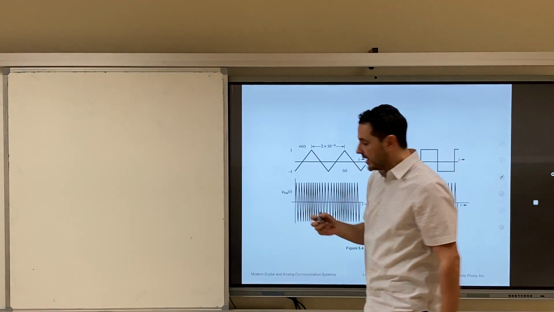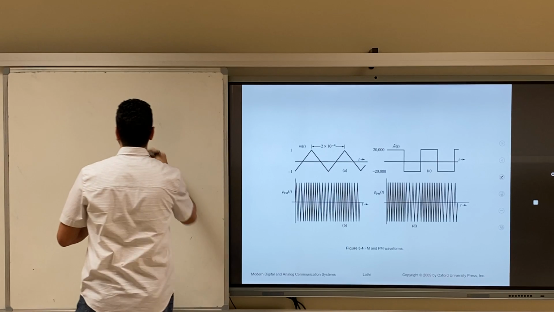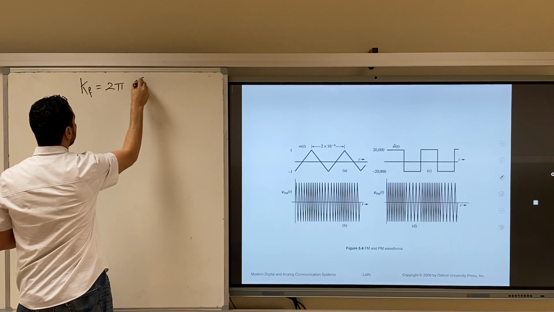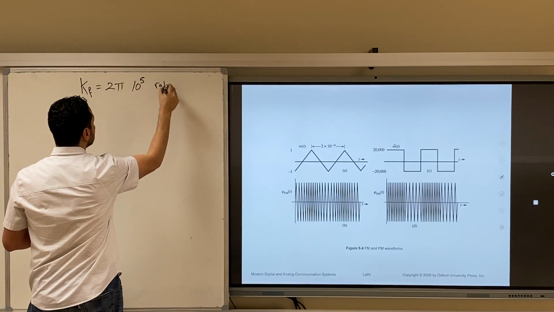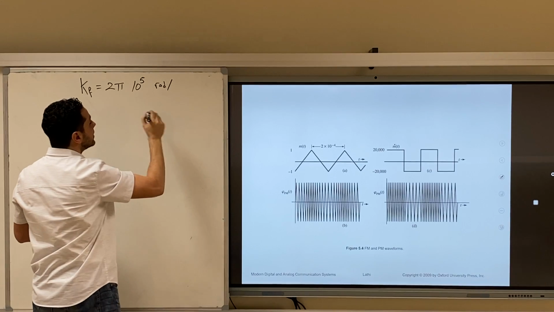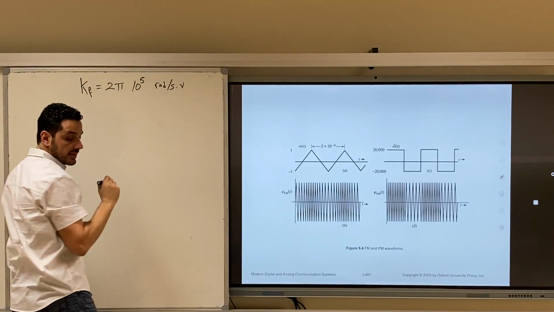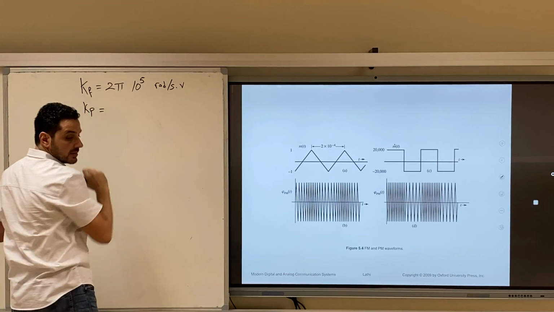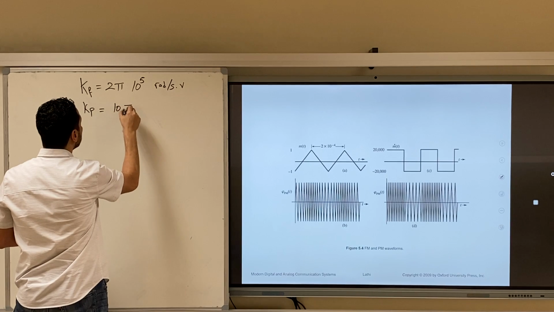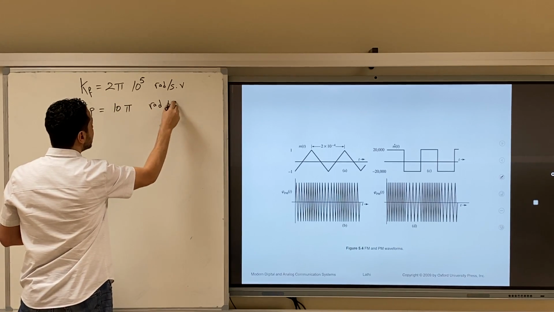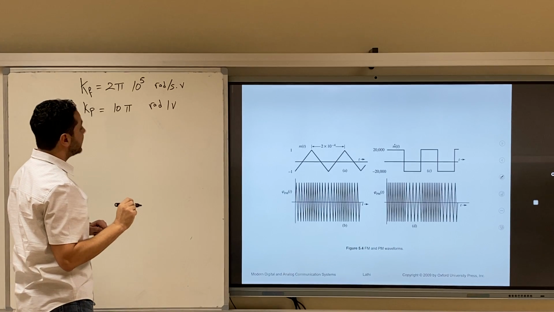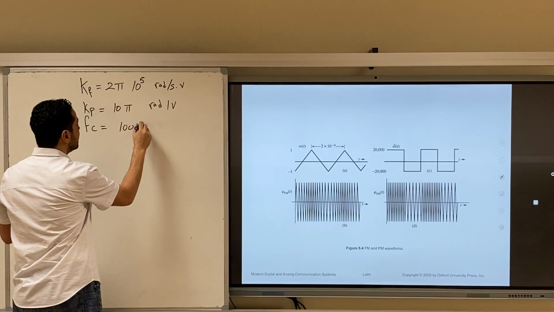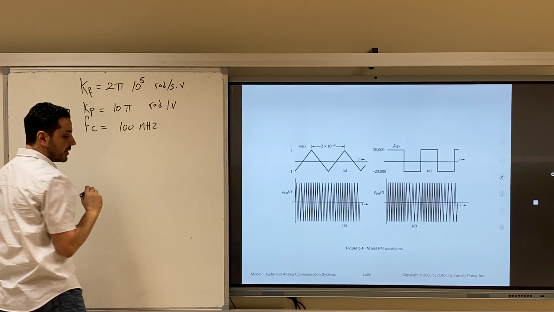It is given also that Kf in this example equals 2 pi 10 to the power 5 radian per second volt, and Kp is given as 10 pi radian per volt. So Kf and Kp are given. Also the carrier frequency Fc is given as 100 megahertz. 100 megahertz.